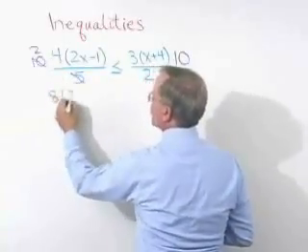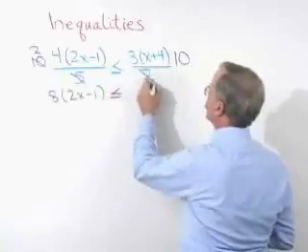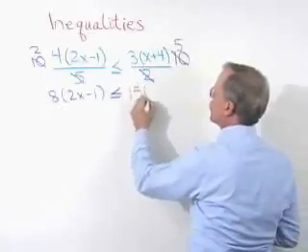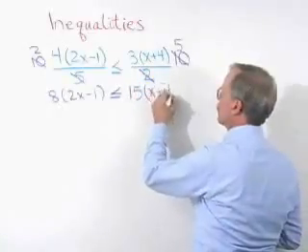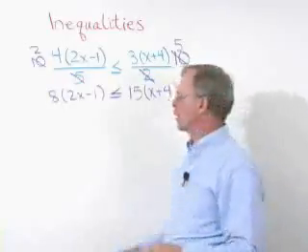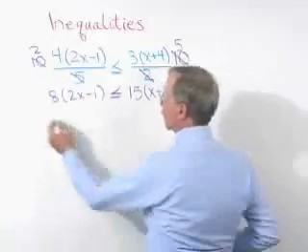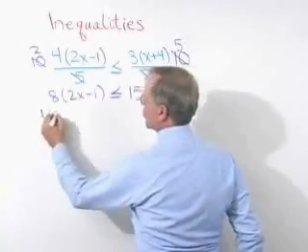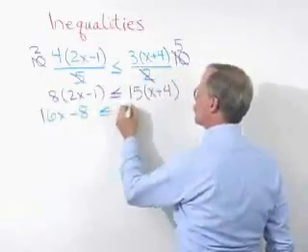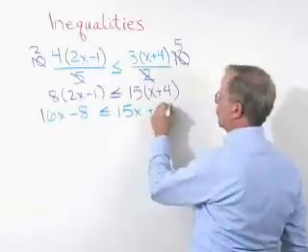8 times (2x minus 1) less than or equal to 15 times (x plus 4). Still a true inequality. Now let's remove the parentheses. We'll have 16x minus 8 is less than or equal to 15x plus 60.